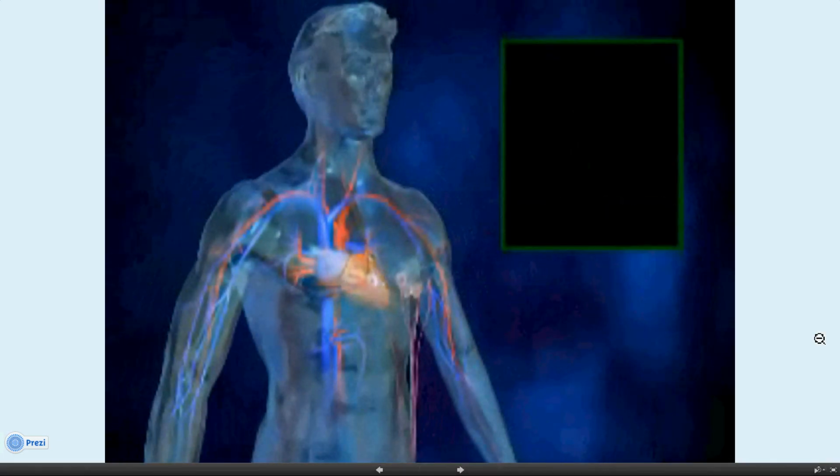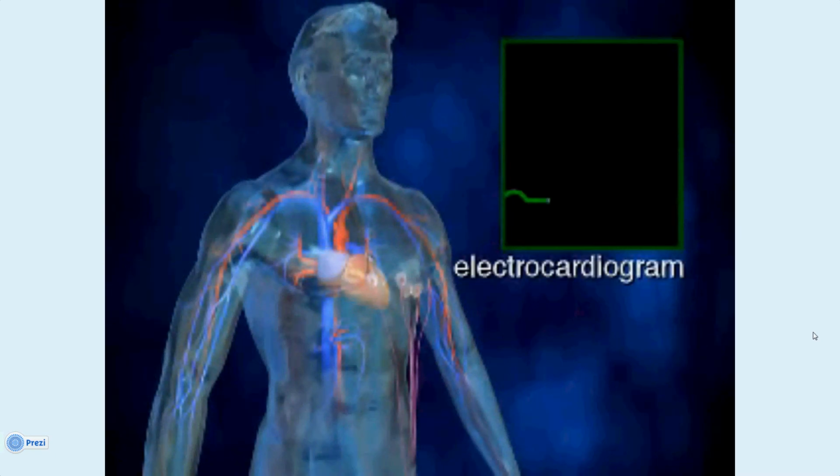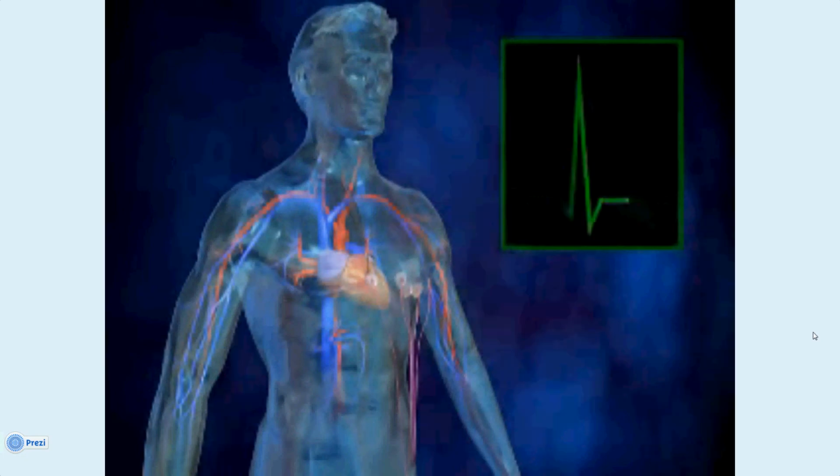In order to examine the function of the heart, a doctor may perform a test called an electrocardiogram or ECG, also referred to as an EKG. During this test, electrodes are placed on the chest and recordings are then made of the heart's electrical signals. Sometimes the electrodes are also placed on the arms and legs.